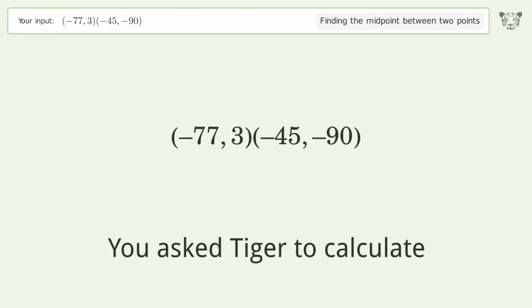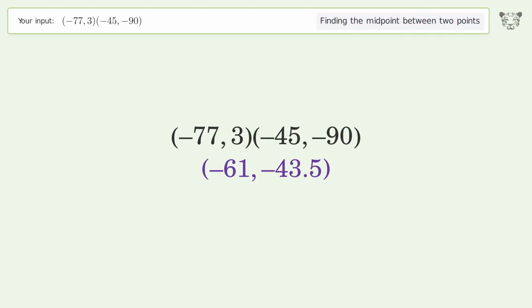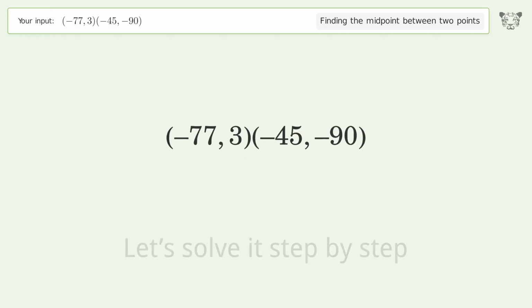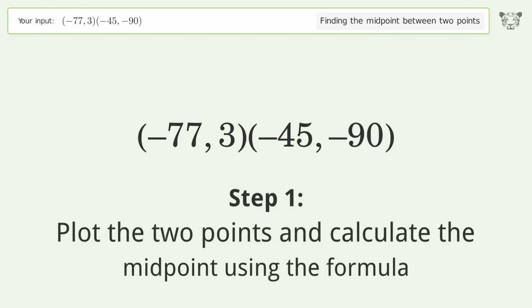You ask Tiger to calculate. This deals with finding the midpoint between 2 points. The midpoint between the 2 points is -61, -43.5. Let's solve it step by step. Plot the 2 points and calculate the midpoint using the formula.